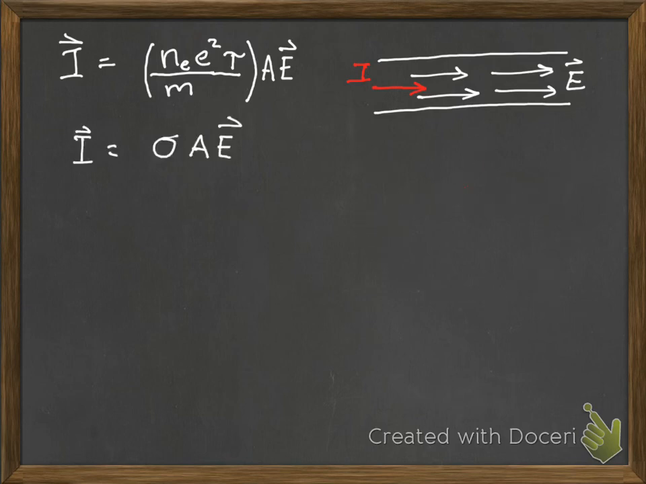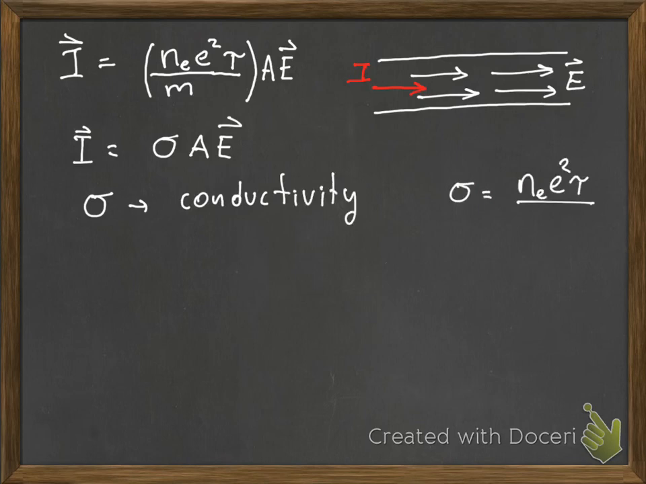Now the quantity in parentheses, as I just mentioned, has a special name and a letter. The letter for it is the Greek letter sigma, and sigma is called the conductivity. So the conductivity is, as you can see there, a property of the material. The density of electrons is a property of the material, and the tau, which is the mean collision time, is also a property specific to the material: gold, silver, aluminum, copper, etc. So this quantity, the conductivity, is a different value depending on which conductor you're using in your wire.